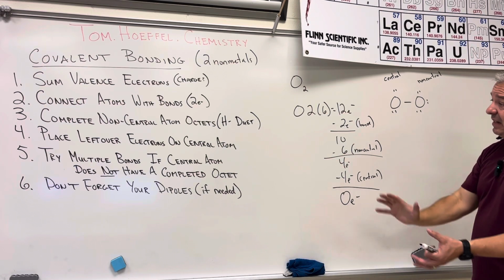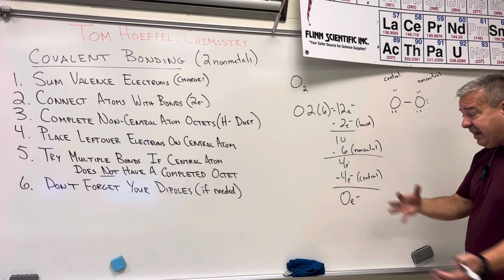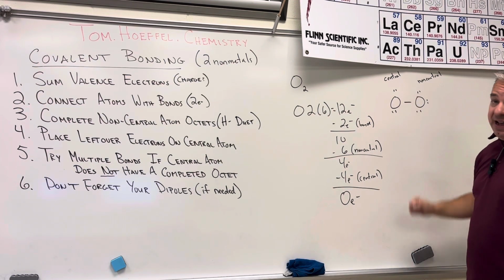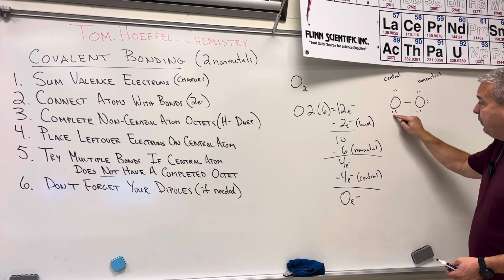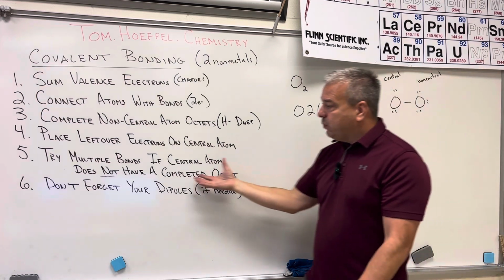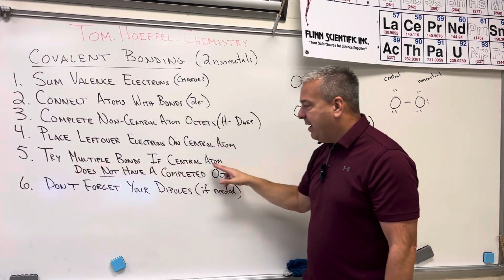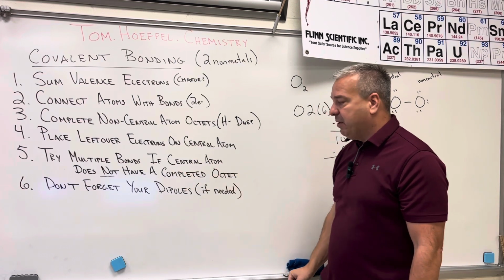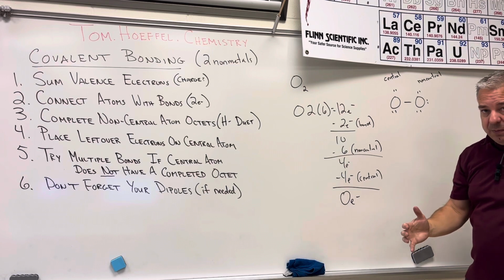But the central atom, its octet is not fulfilled. Even after I put the leftover electrons on the central atom, this does not have a complete octet. There's 2, 4, and then the shared electrons is only 6. So this is where step 5 comes into play. It says try multiple bonds if the central atom does not have a completed octet. I do not have a completed octet, so I have to try multiple bonds.